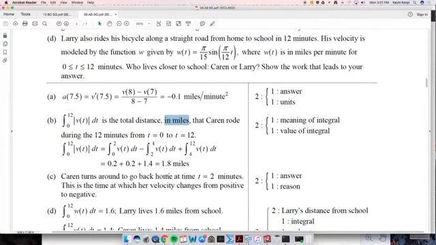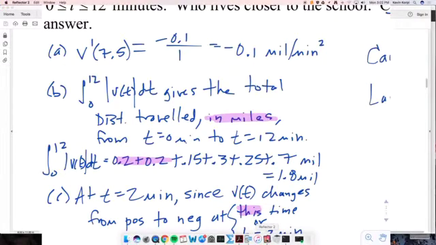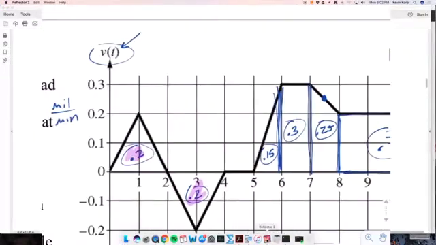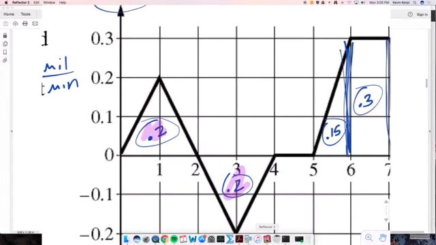Okay, the next one. Karen turns around at t equals 2 minutes. This is the time at which her velocity changes from positive to negative. So 1 check for the answer, giving the right time, and 1 for the reason. Guess what the most often given incorrect answer was? She turns around at t equals... the most often incorrect answer would be 1.